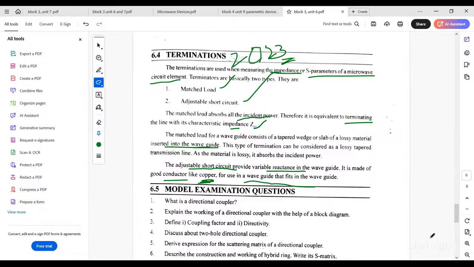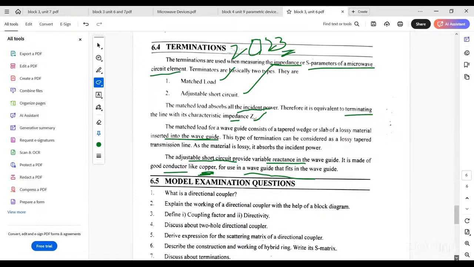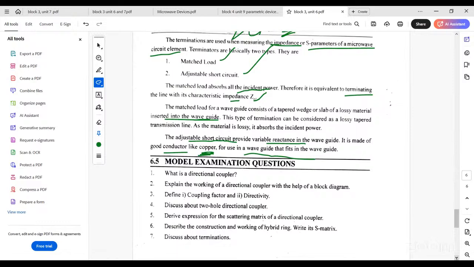Now we will see the model questions related. What is directional coupler? We have to write the definition of directional coupler, which is on page number 60. First we have to give an introduction. Next, explain the working of directional coupler with the block diagram.